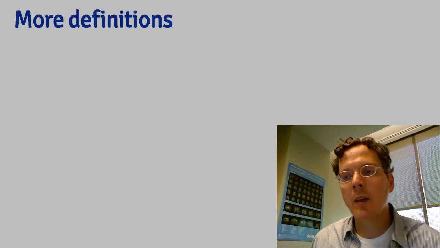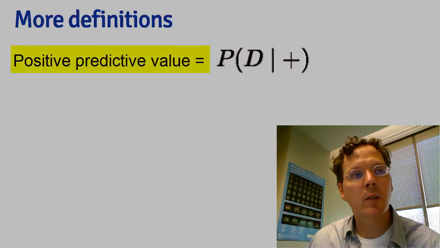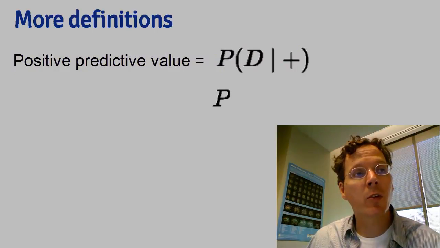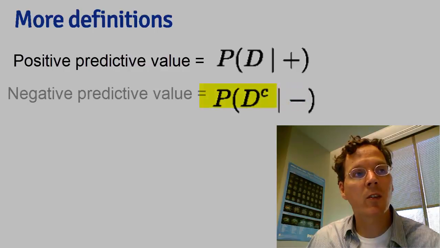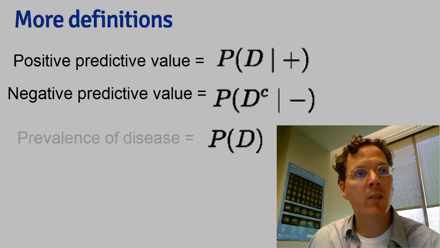If you happen to have a positive test, the number that is most of concern to you is the probability of having disease given that positive test, the so-called positive predictive value. If you have a negative test, you're interested in the probability of not having the disease given that negative test, the so-called negative predictive value. In the absence of a test, we might say the probability of having the disease is the so-called prevalence of the disease.